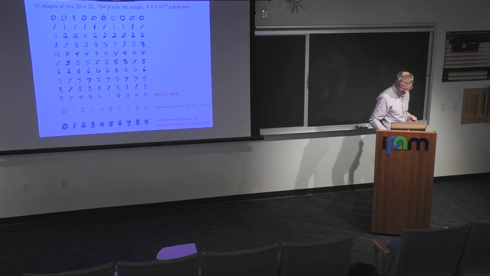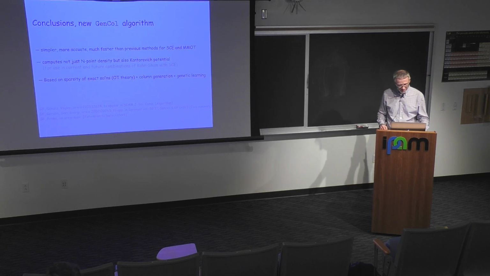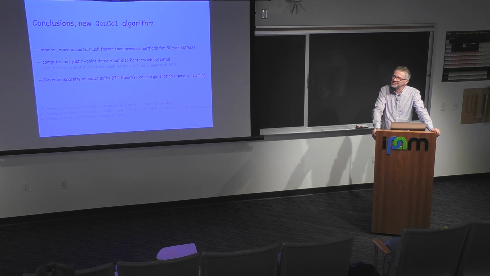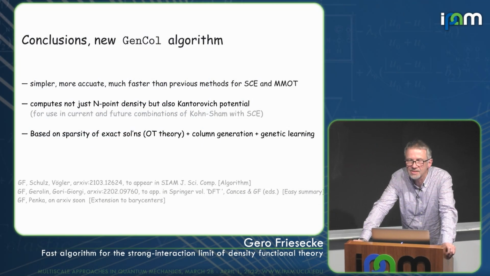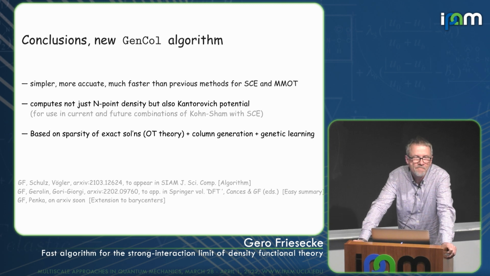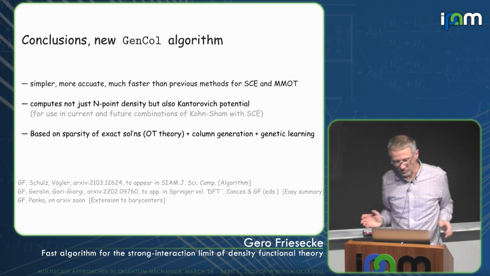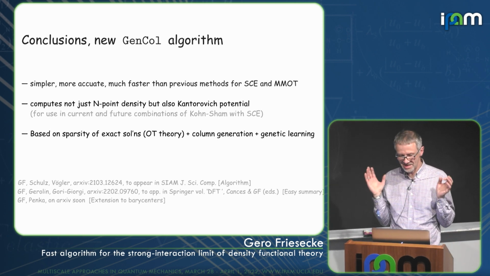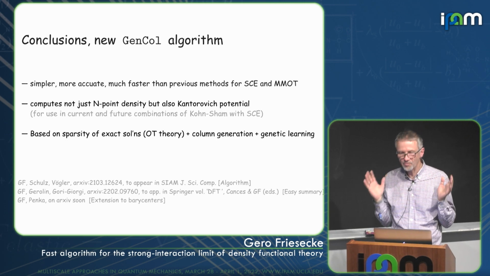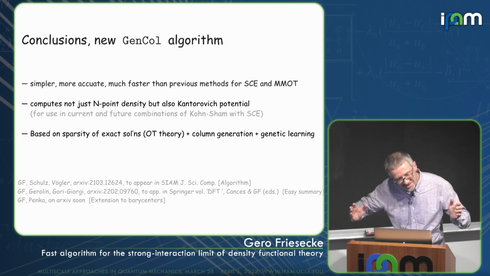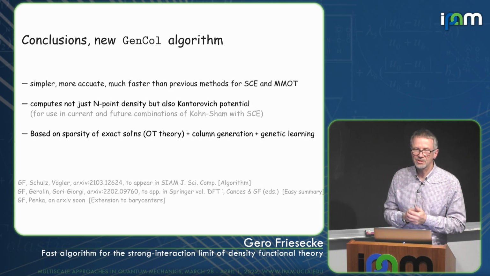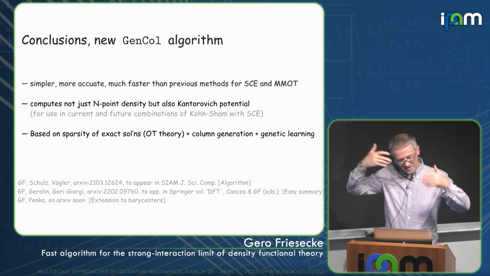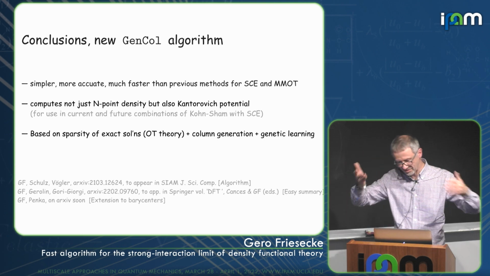So now conclusions, time to sum up. This new algorithm is simpler, more accurate, and much faster than previous methods. It computes not just the endpoint density, but also the Kantorovich potential. This was important to us because that is good for use in current and future combinations of Kohn-Sham with SCE, because now there is a reasonable algorithm that computes this Kohn-Sham potential, and then you can contemplate maybe hybrids that are based on the potential, so potential functional theory or whatever.